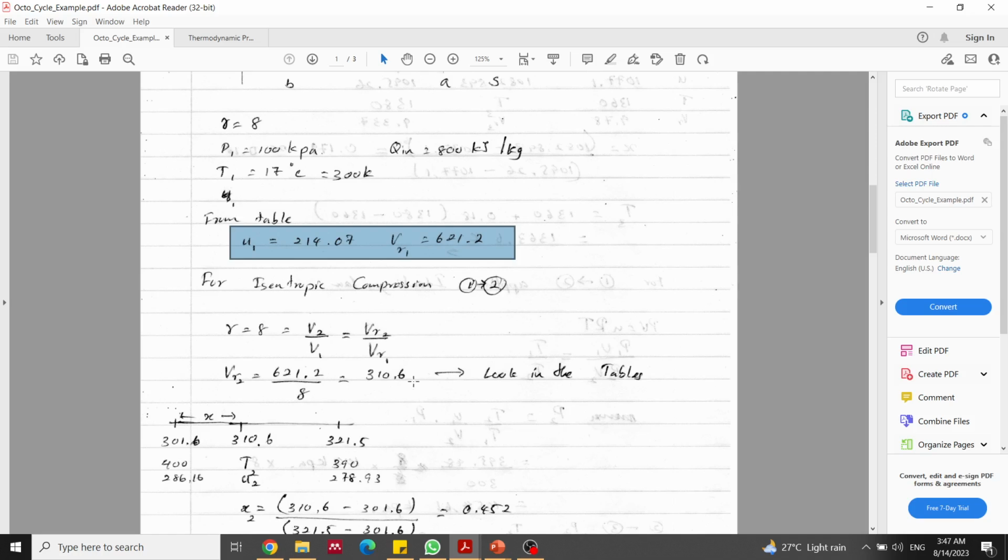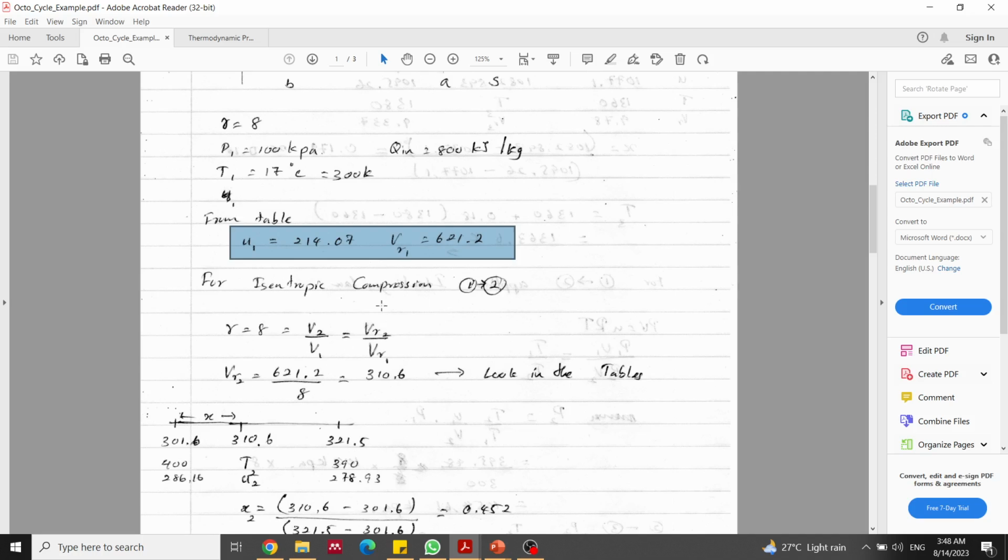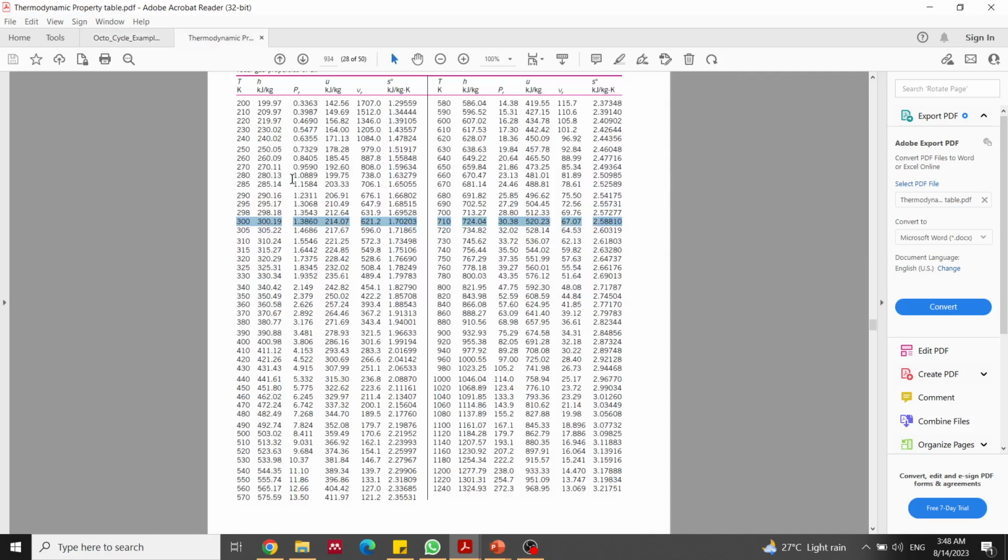Therefore with that we can find VR2 comes like 310.6, right? So then we can look into this value, 310.6, in the table. So we are looking into specific volume, value is 310.6. So let's go now. The specific volume is decreasing in this way, so therefore we need to look at 310.6. So we should have a value in between these two rows. We have 321 and we have 301.